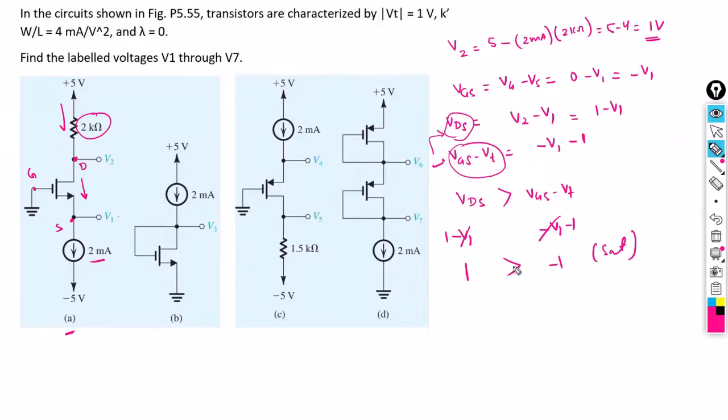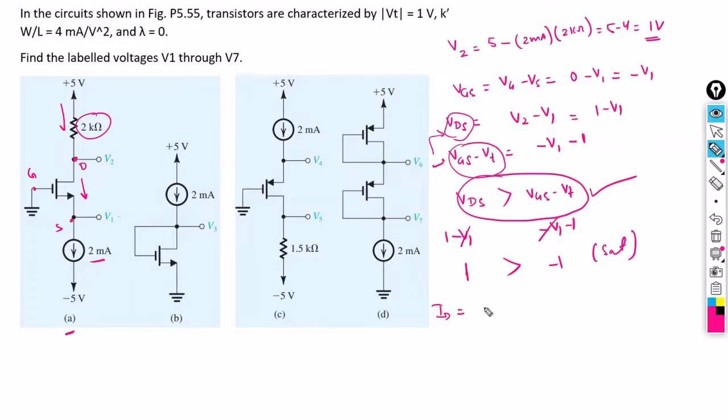By using this condition we can say that the transistor will be biased in saturation region, and we don't need to worry about whether the transistor is in on condition or off condition, because in the circuit we are already given a 2 milliampere current, so definitely the transistor will be in on condition. From this inequality we can say that the transistor will be biased in saturation region. So we can use the saturation current equation now.